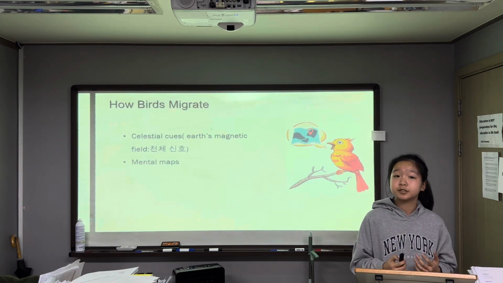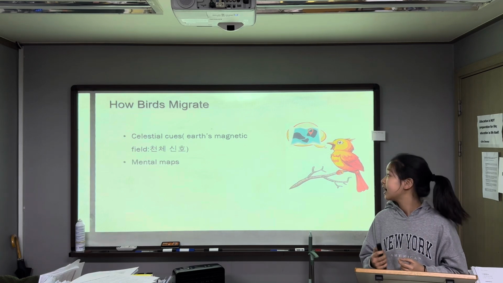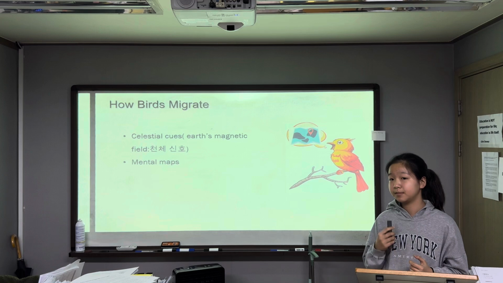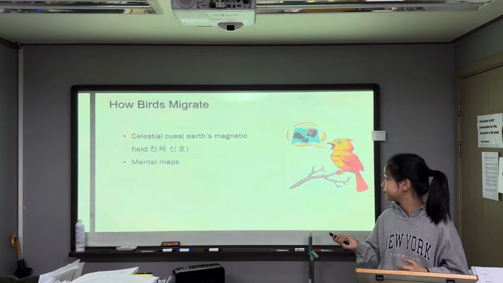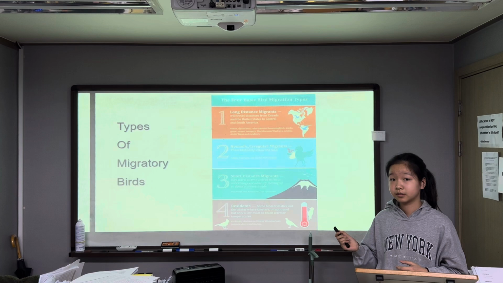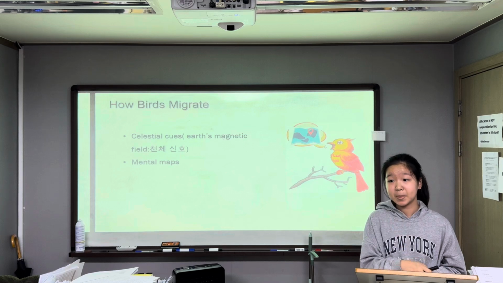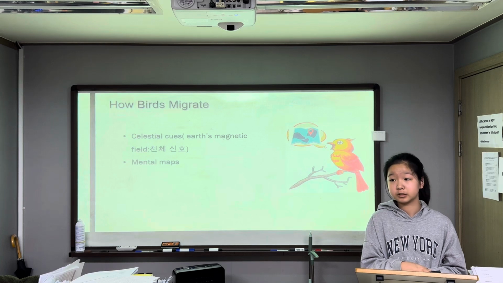Then how do birds migrate? Birds migrate by celestial cues, the Earth's magnetic field, and they use mental maps in their head to migrate and navigate. The Earth's magnetic field is different from celestial bodies. Celestial bodies are more about looking at the stars, and the magnetic field is more like gravity pulling down.